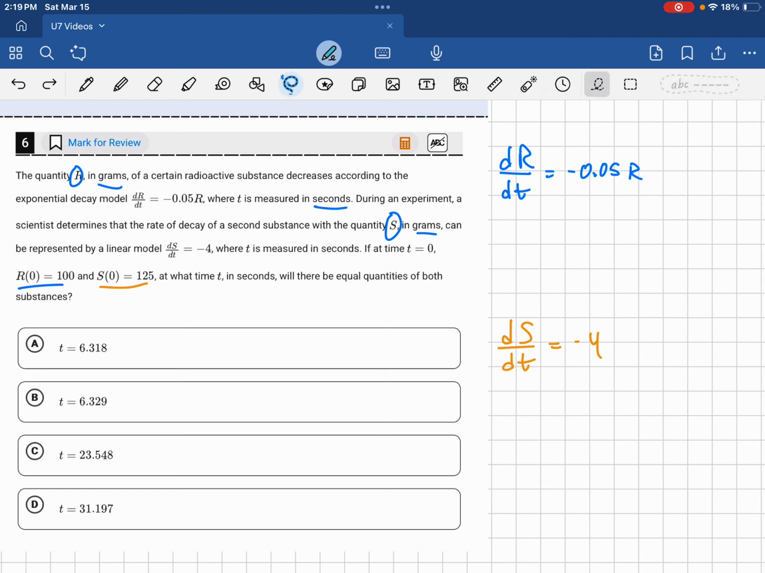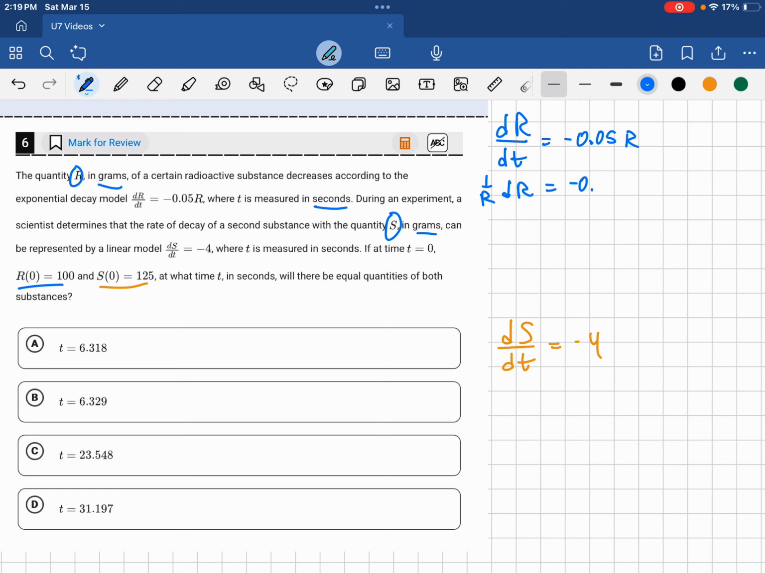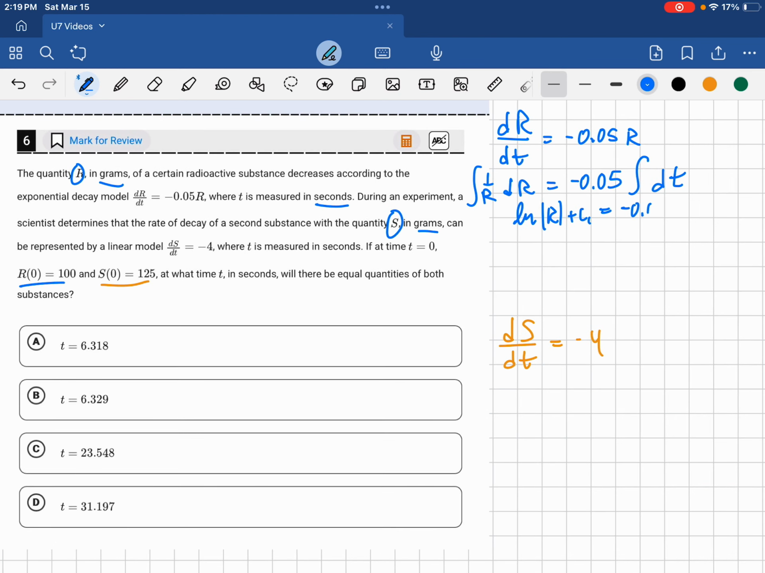All right, I'm going to move this guy up, and then I'm going to separate those variables. Okay, here we go. So I would get dR, I'll have 1 over R in front, equals negative 0.05 dt. And I'm going to integrate this side. I get natural log of the absolute value of R plus C sub 1 on the left side. On the right side, I get negative 0.05 times t plus C sub 2. I'm going to change this to a C sub 3 because I want to move that C sub 1 over.